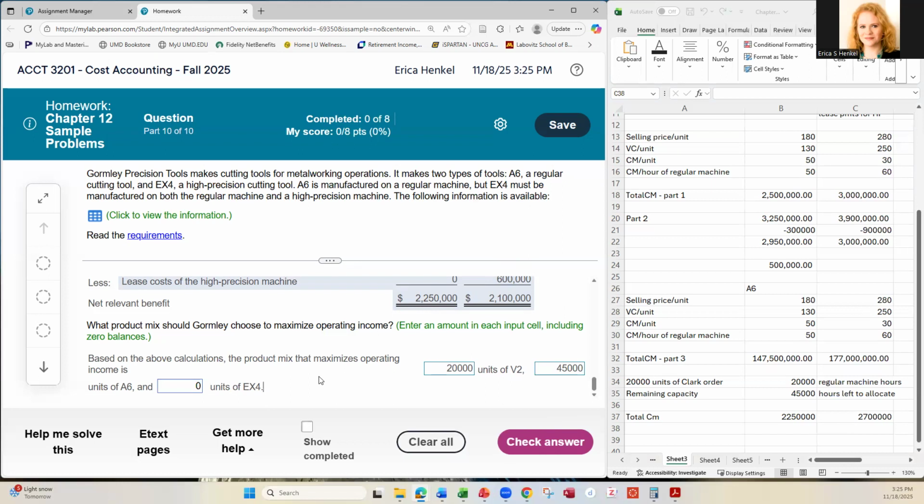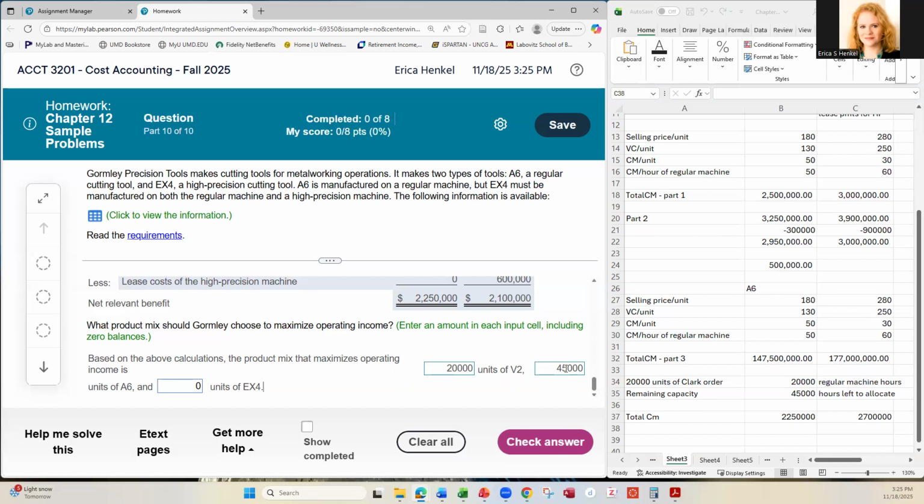Now, when this would change potentially is if we're like, oh, we can only sell 35,000 units of A6 if we make them. We only want to make as many units as we can sell. So the first one, we know we can sell 20,000. We're going to make those. And then the next one, we would say, all right, either we want to max out and do everything if we can sell all of them, or if we can only sell a certain number, we don't want to make more than we can sell. So we would say, like, if we could only sell 35,000, we would put 35,000 here.